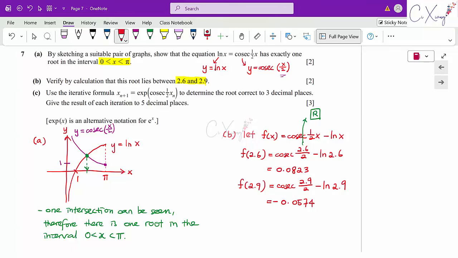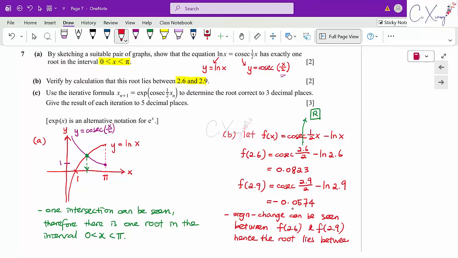If you moved the cosecant x to the other side just now, then your signs will be opposite. This one will be negative and this one will be positive. Then after that, don't forget to make a conclusion. Because we can see the sign change, sign change can be seen between 2.6 and 2.9. Hence the root lies between 2.6 and 2.9.